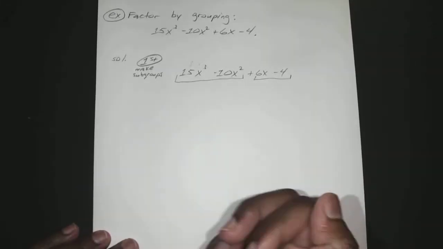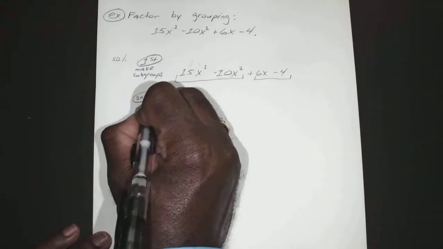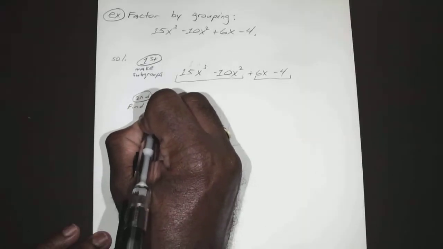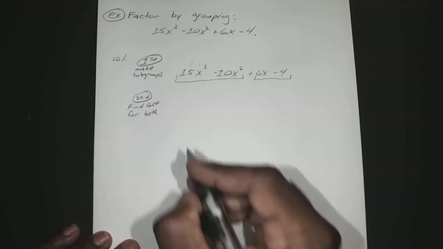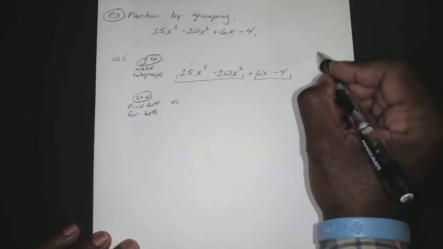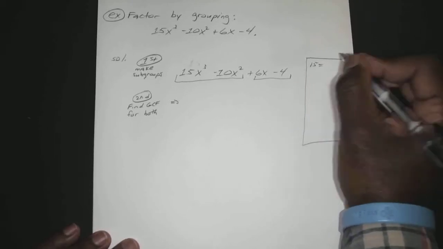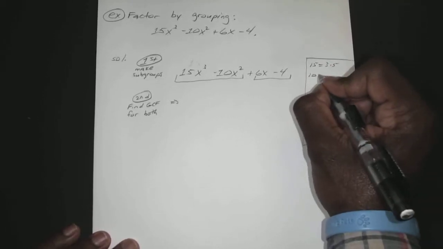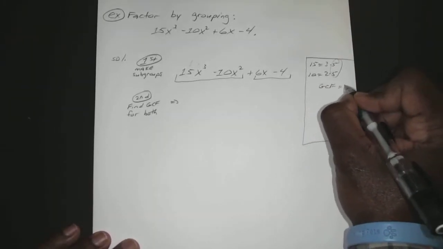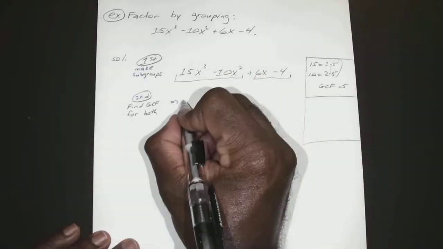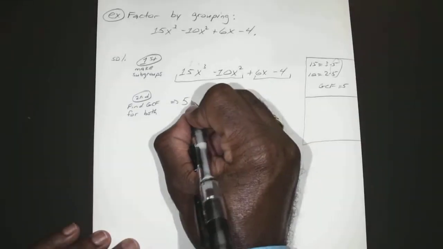Now your second step is you're going to find the greatest common factor for these two and the greatest common factor for those two. Find the greatest common factor for both. Okay, so we know, make a little side note here, that 15 is equal to 3 times 5, and 10 is equal to 2 times 5. So the greatest common factor of those two is just 5. So you have 5 here. And the greatest common factor of x to the third and x squared is just x squared.